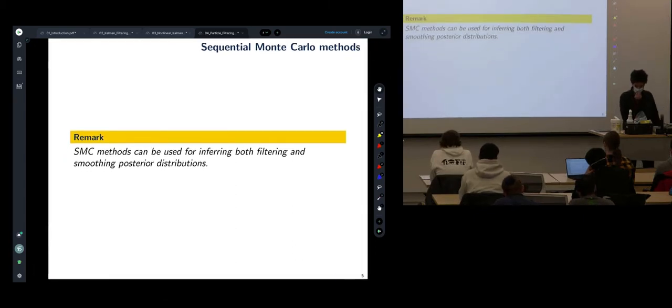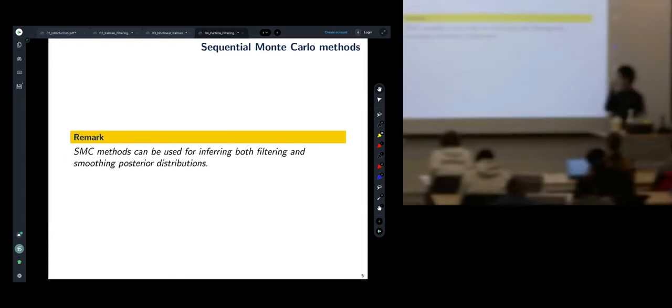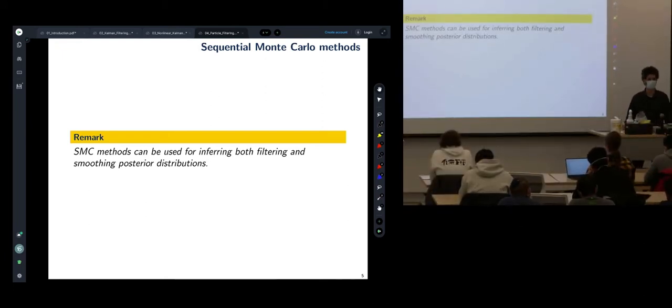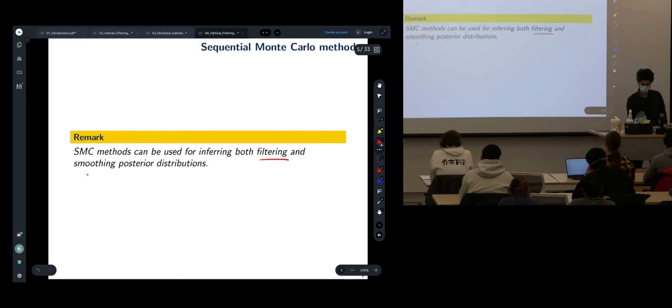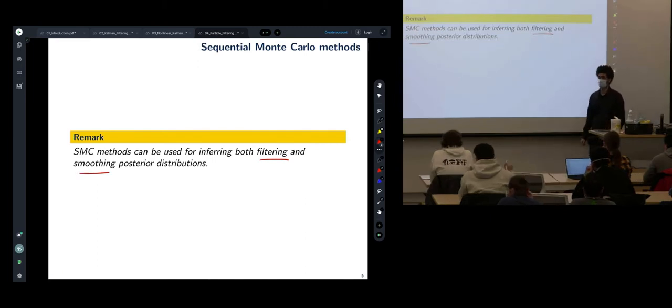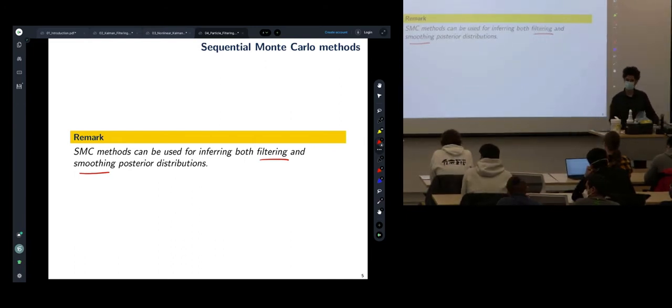So it can be used for both filtering and smoothing. Is anybody here remembering what was the difference? The difference between filtering and smoothing. Filtering is used on time t, the data up to time t to infer time t data. And smoothing is used on sequential data after time t to infer time t.